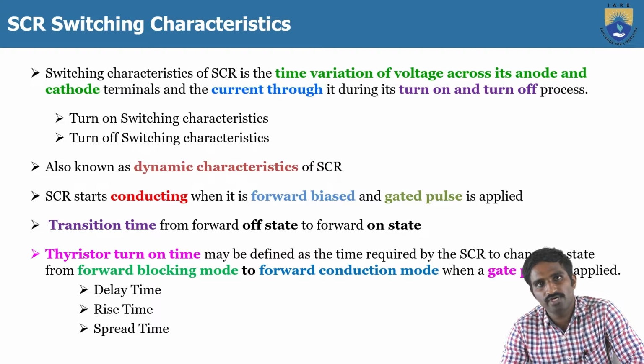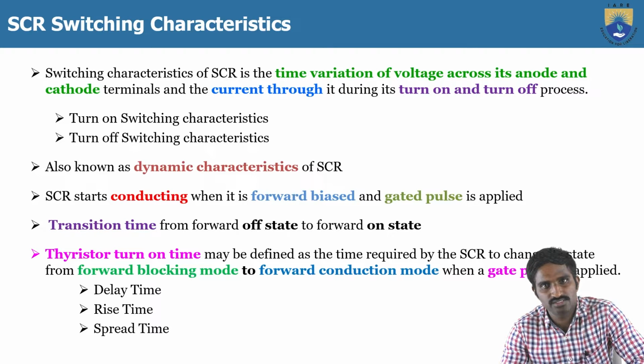Here there are two different types of switching characteristics available. One is the turn on switching characteristics, and the other is the turn off switching characteristics. The turn on switching characteristics are the characteristics during the turn on process, and the turn off switching characteristics are those during the turn off process. First we will discuss the turn on switching characteristics, and after that we will discuss the turn off switching characteristics. So first let me discuss the turn on switching characteristics.